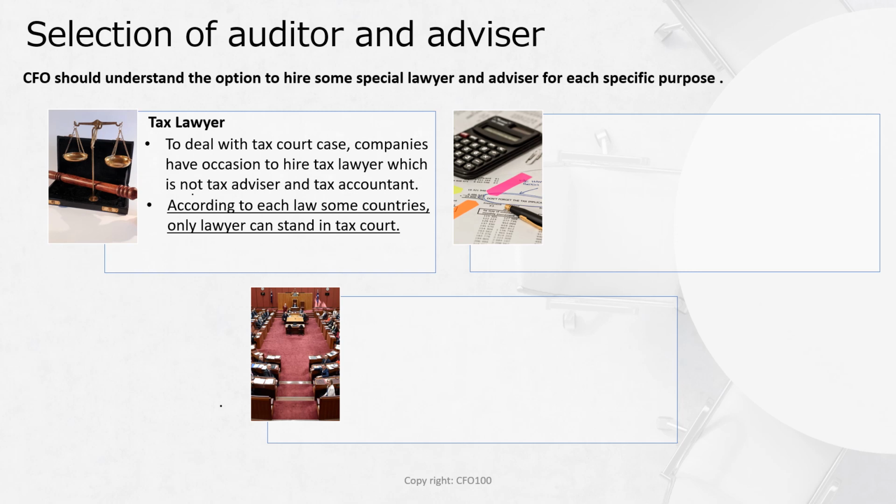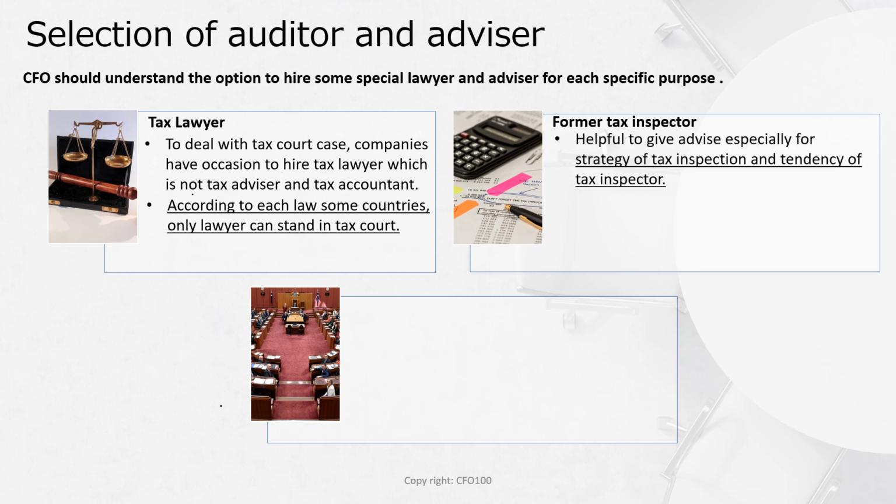And the second one is an advisor who is a former tax inspector. A former tax inspector is a person who worked as a tax inspector for the tax office, but now has retired and is working as an advisor for private companies. Those people are helpful to give advice, especially regarding the strategy of tax inspection and the tendency of tax inspectors.